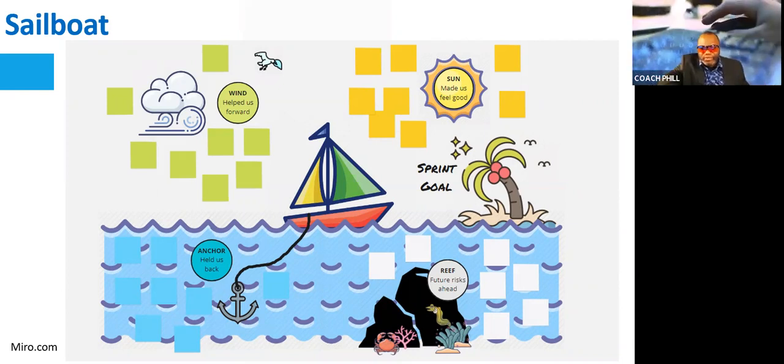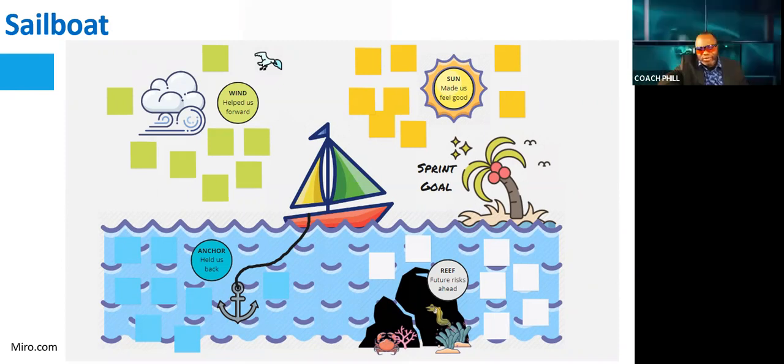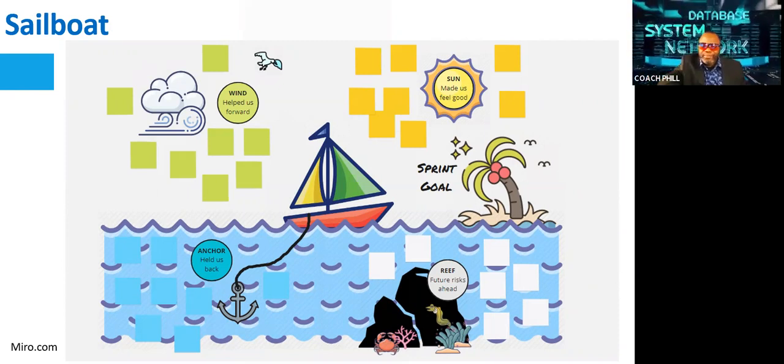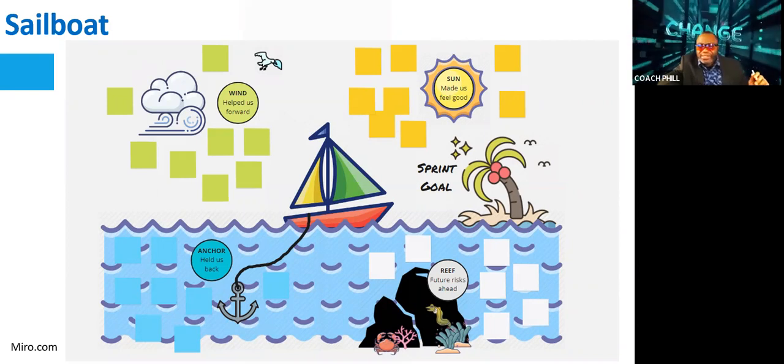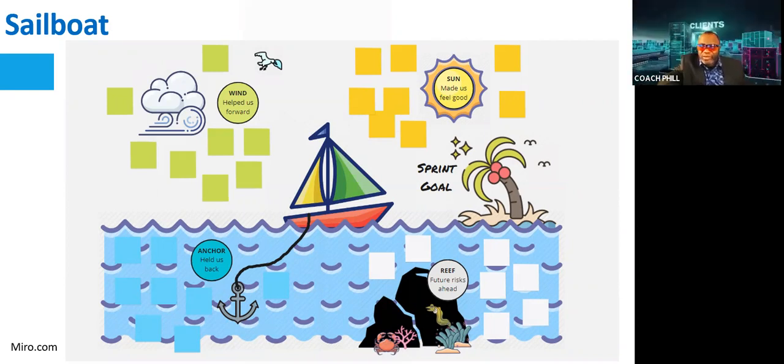Your Agile team will compare your last sprint to a sailboat and identify what propelled it forward, like wind. What was our enabler? What held it back? What were the anchors? And they'll put the observations on stickies and just stick them near the anchor or near the wind. Or you could even ask, what is our goal?